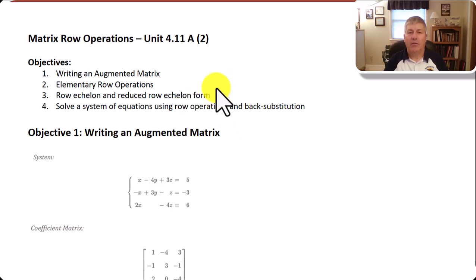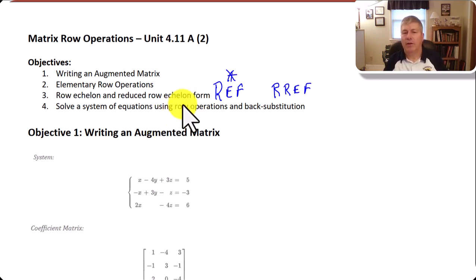You'll see me abbreviate row echelon form as REF, and you'll see reduced row echelon form abbreviated RREF. We'll use row echelon form for our purposes in this particular class. And then finally we'll solve a system of equations using row operations and back substitution. But we will also use row operations for other things, for finding inverses of matrices, and that kind of thing. So row operations is going to be important for our future studies.